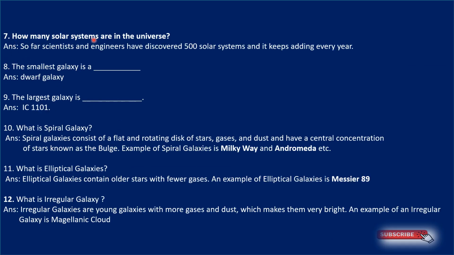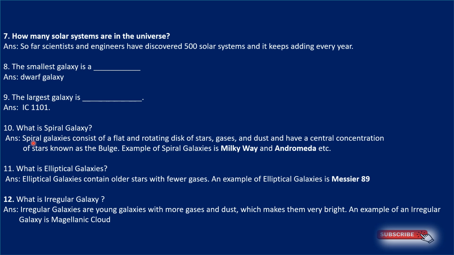How many solar systems are in the universe? So far, scientists and engineers have discovered 500 solar systems, and it keeps adding every year. The smallest galaxy is a dwarf galaxy. The largest galaxy is IC 1101.